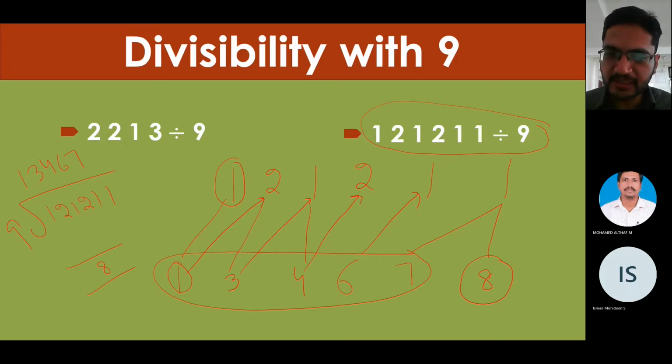This is the first type, when we get the last number which is less than 9. This number is always less than 9. This is the first type.